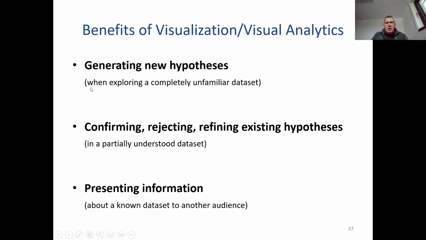A good thing with visual analytics is that you can start generating new hypotheses when you have a totally unfamiliar data set, a data set that you have never seen in your life before. You start to hypothesize a little bit, and you want to confirm, reject, or refine these existing hypotheses. Let's say you use visualization to look at them, or you present the information about a known data set to another kind of audience, like I do at the moment to you.